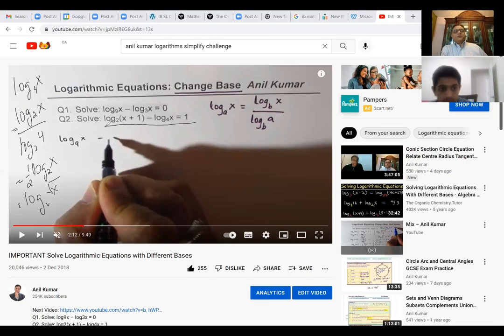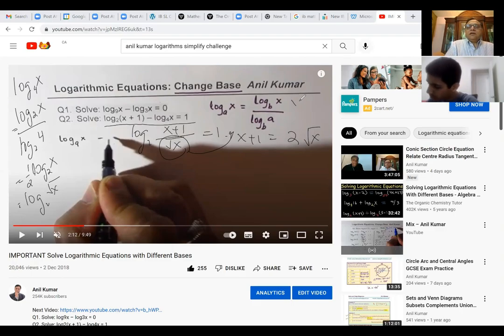So what do you get here when you combine the terms? You get log to the base 2 of x plus 1 divided by square root of x, and that is equal to 1, correct? Then you'll write it in exponential form. So 2 to the power of 1 is 2, right? And when you take the square root on the other side, it becomes 2 square root x. Now you have to solve this radical equation.